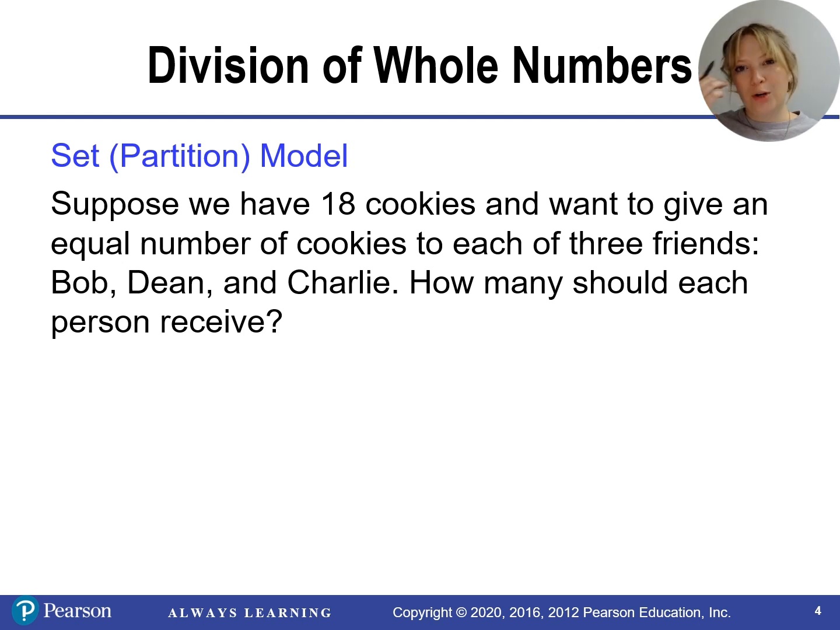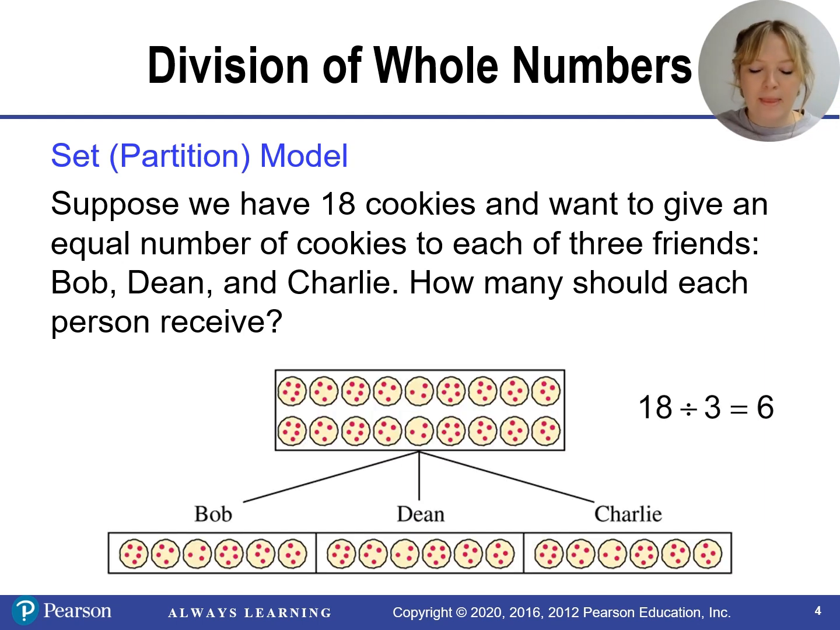So here are some more formal examples. If we look at the partition model, suppose we have 18 cookies and we want to give an equal number of cookies to each of 3 friends, Bob, Dean, and Charlie. How many should each person receive? We could model this with an equal groups model. We would have our 3 sets for each of our friends.